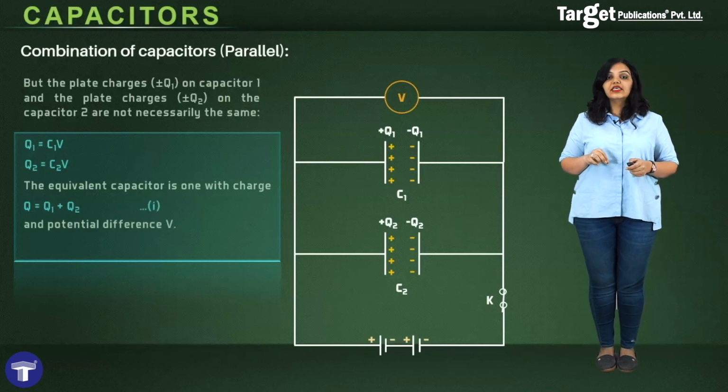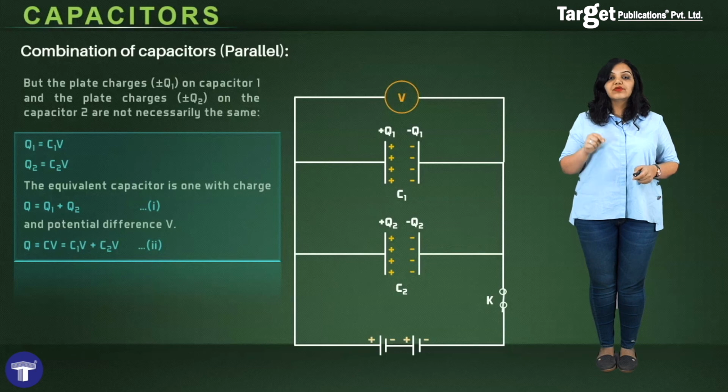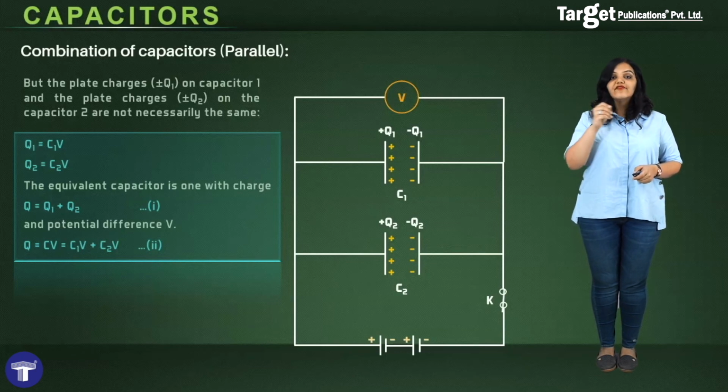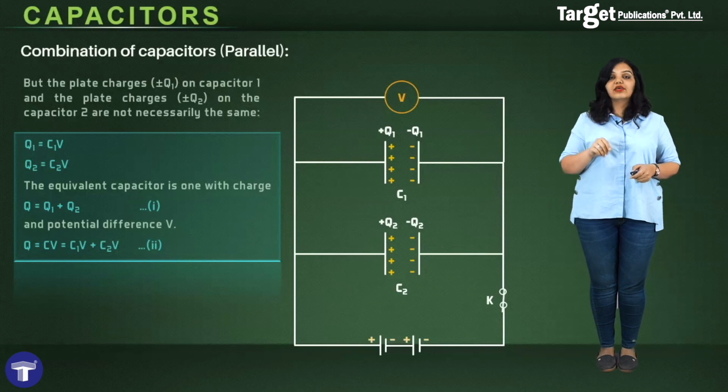Now what I will do is write down the capacitance equation for the entire circuit as before, and that will be Q is equal to CV. But I can also say that Q is equal to Q1 plus Q2, and for Q1 and Q2 I will put the equations C1V plus C2V, that is Q is equal to C1V plus C2V.